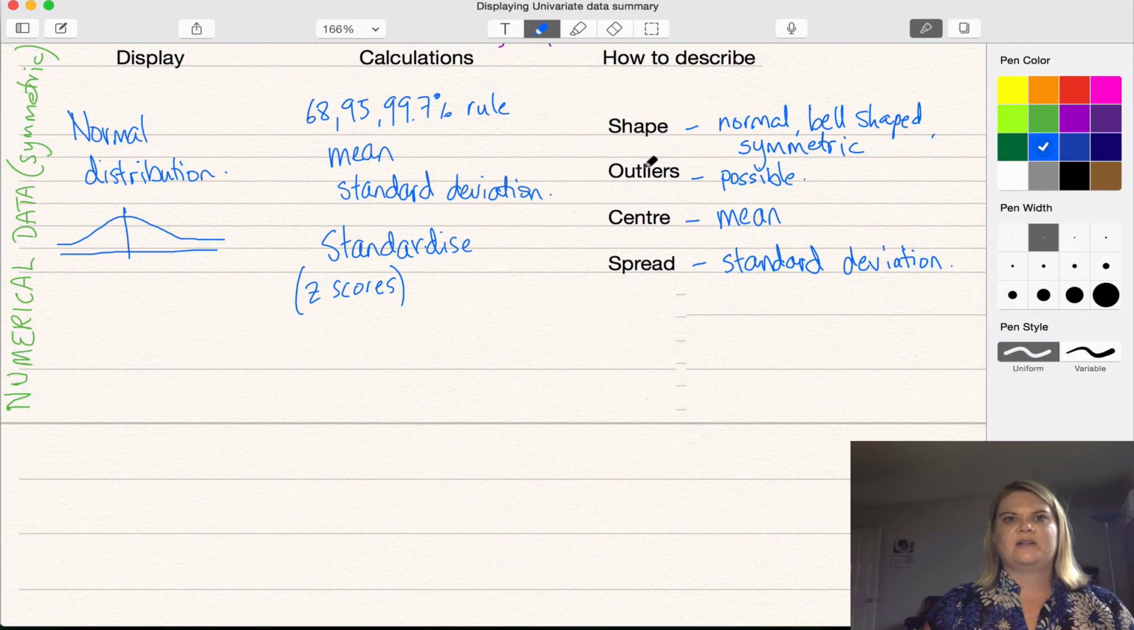Hopefully this video has given you a bit of a summary of the types of data displays you can use for univariate data when you only have one variable.